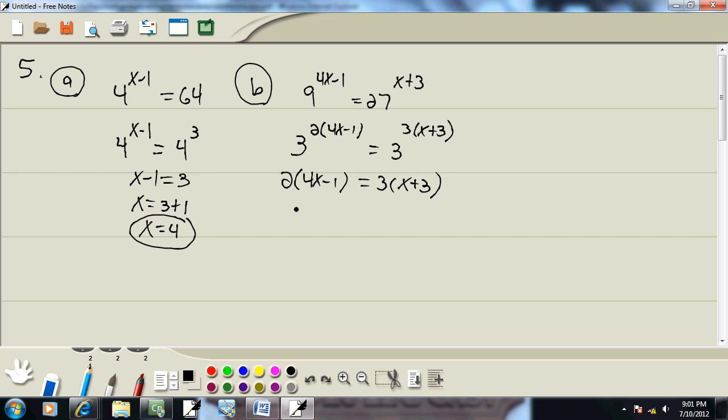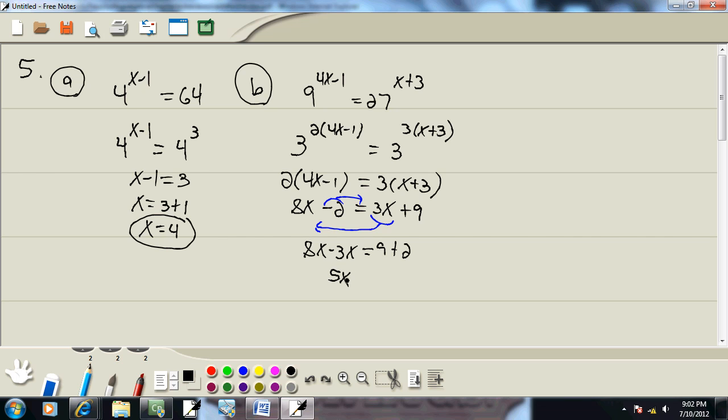Get rid of parentheses. 2 times 4x is 8x. 2 times negative 1 is negative 2. 3 times x is 3x. 3 times 3 is 9. Get everything with an x on one side, numbers on the other. So I'm going to take this 3x over here, take negative 2 over there. So I got 8x minus 3x equals 9 plus 2.